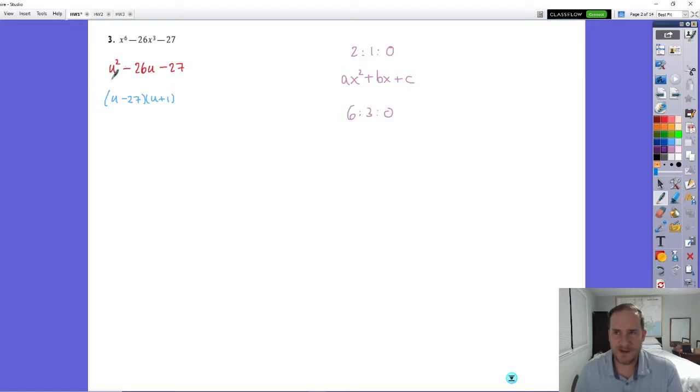But what did we let u be? We let it be an x cubed. So that means these very quickly turn into x cubed minus 27 and x cubed plus 1. And then just ultra annoyingly, these are both a difference of cubes and a sum of cubes, and both of those factor too.